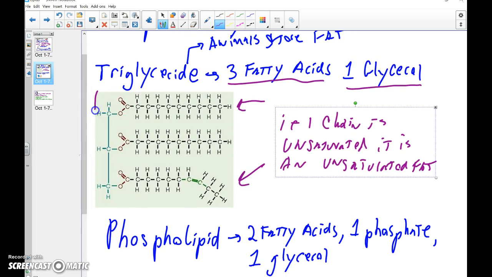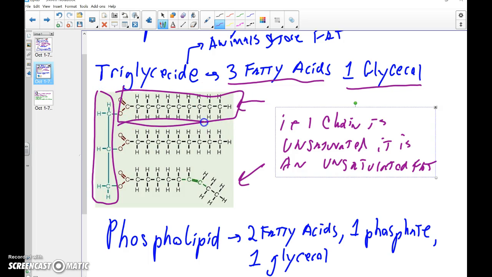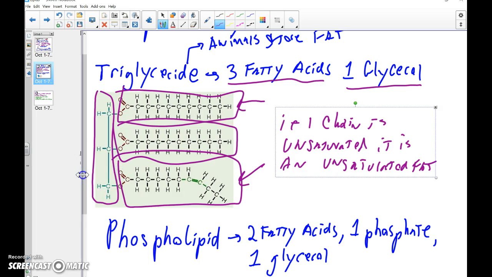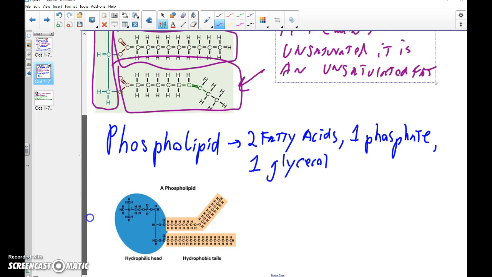So here you can see the glycerol over here. And then here's my fatty acid. Here's my fatty acid. Here's my fatty acid. And then you go down here, and there's another way that we can assemble these things. And this other way is called a phospholipid. Again, it's a lipid. All right, so it's part of this organic macromolecule. Phospholipid's very similar to the structure up here.